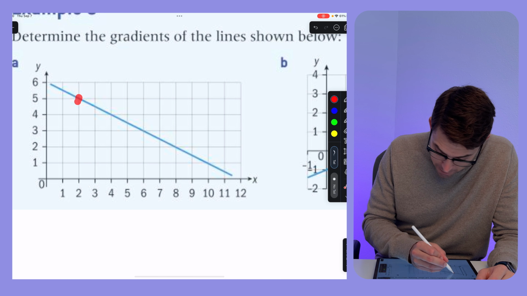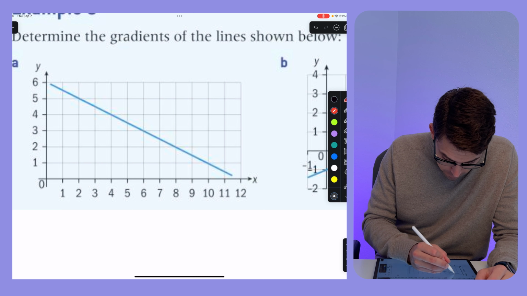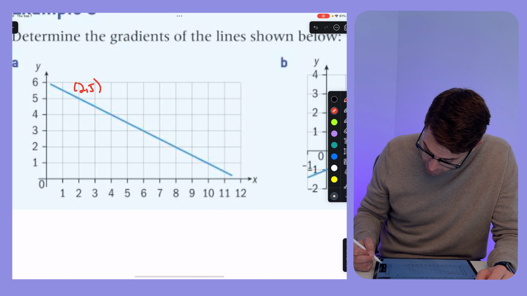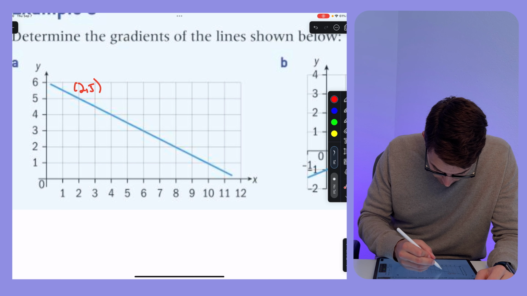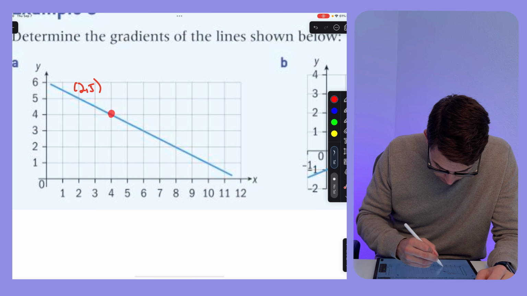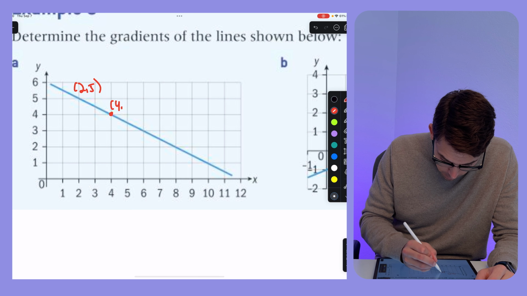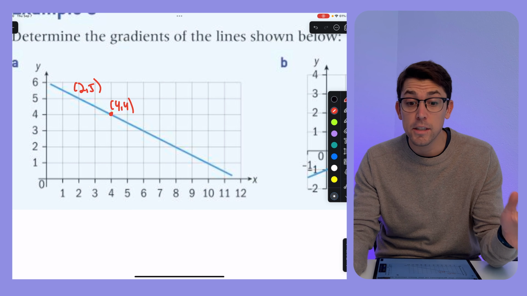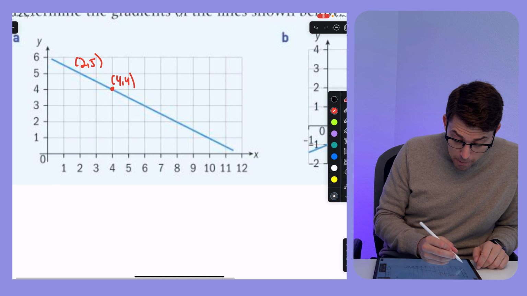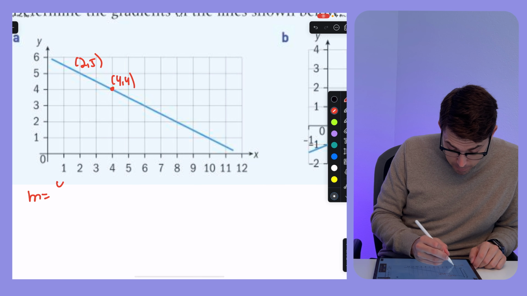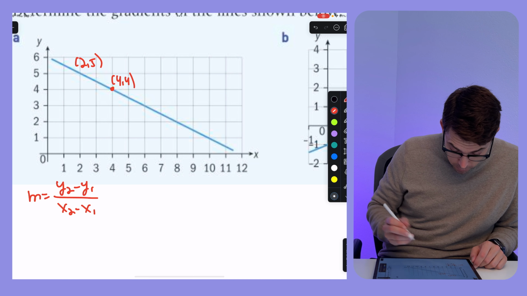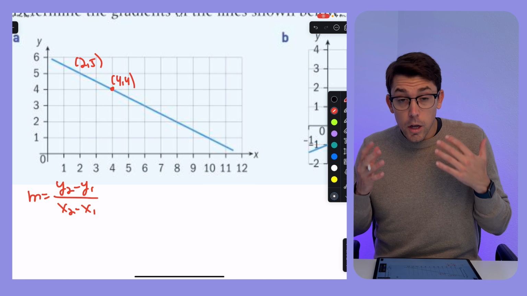So right here, I have a definite point. I have a point of 2, 5. And then let me look for another one along here. Oh, there's one right here, which is going to be 4, 4. So I'll write 4, 4. And you only need 2 points. That's all you need. So again, I know that my formula for slope is going to be the difference in y's, and as long as I have the correct order of these, I'll get the right answer.